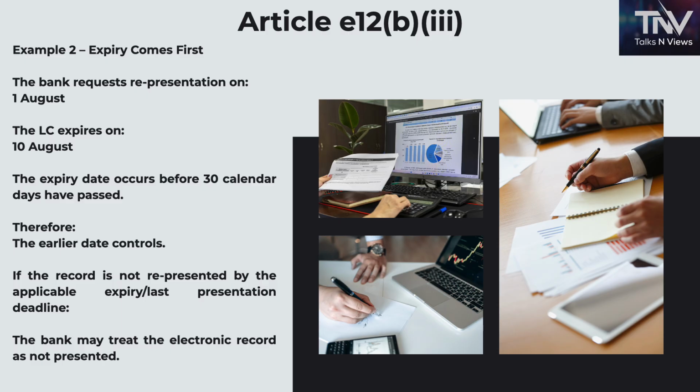Example 2, expiry comes first. The bank requests representation on August 1st. The LC expires on August 10th. The expiry date occurs before 30 calendar days have passed. Therefore, the earlier date controls. If the record is not represented by the applicable expiry or last presentation deadline, the bank may treat the electronic record as not presented.